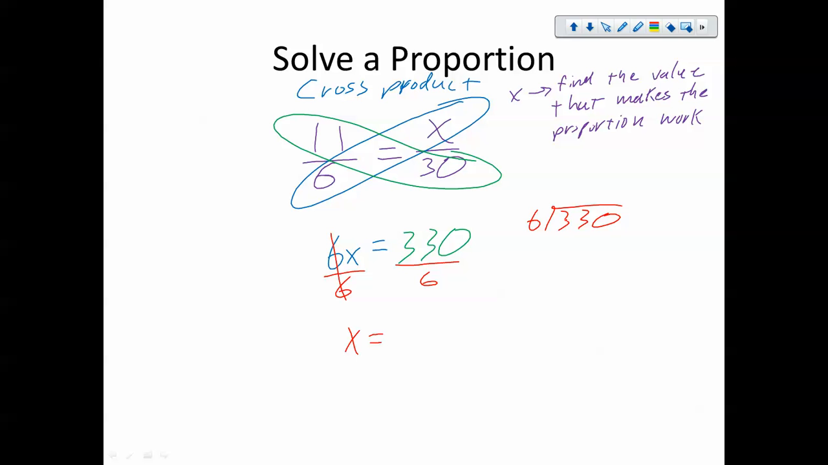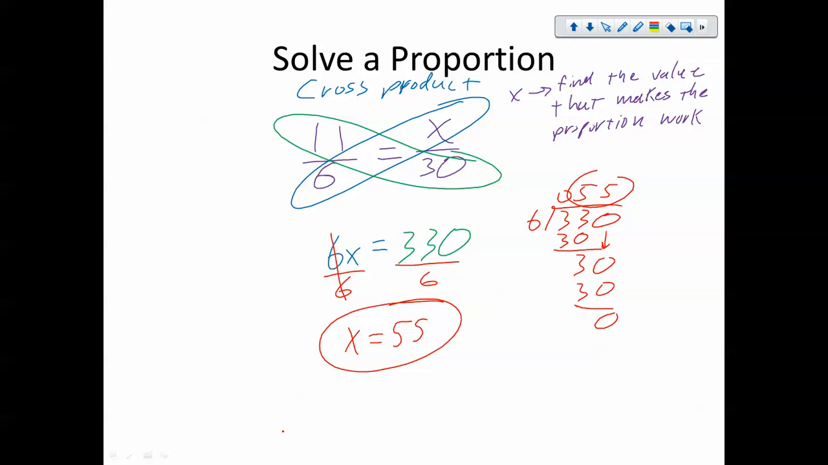6 goes into 3 0 times, but 6 goes into 33 5 times. 5 times 6 is 30. 33 minus 30 is 3. Bring down the 0. 6 goes into 30 5 times. That's 30. And look at that, 55. There's my final answer.